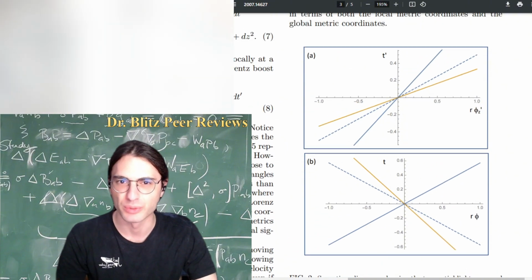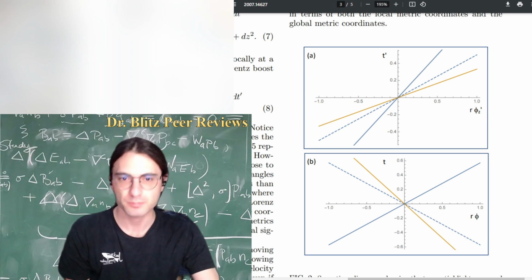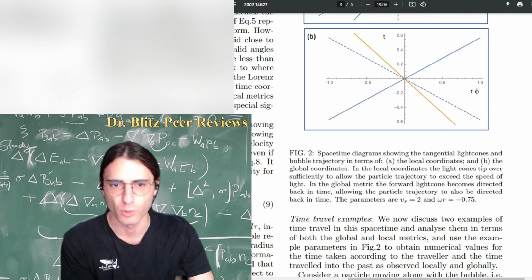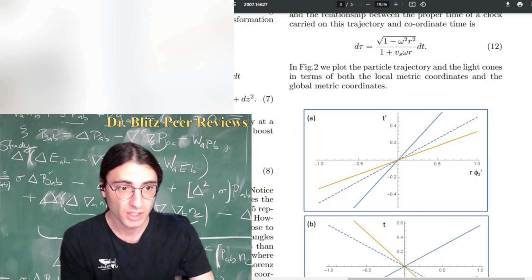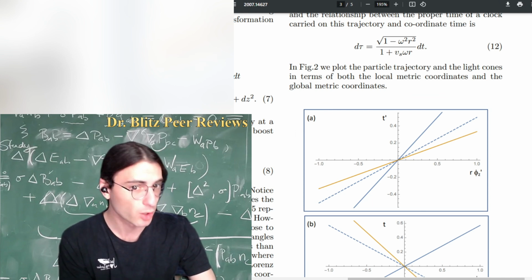I imagine blue and yellow are the light cones. Yeah, blue and yellow are the light cones. Okay. So here we have in A, the local coordinate system. So in the local coordinate system, meaning with respect to somebody who's moving on the cylinder, on the platform, you're moving forward in time, no problem.